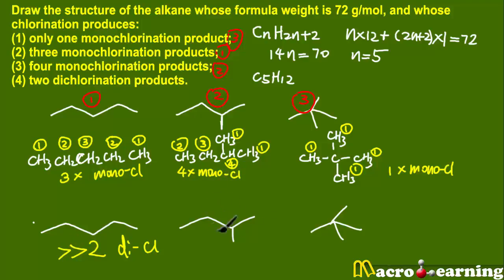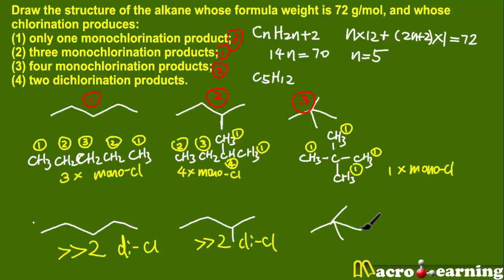And how about this one? So it could be this or this, or this. So it's already more than 2. And if we count the ones where the 2 chlorines can end up on 1 carbon, it's going to be many more than 2 again. So it's not the answer either. So this is going to be the answer because there are only 2 possible dichlorination products.